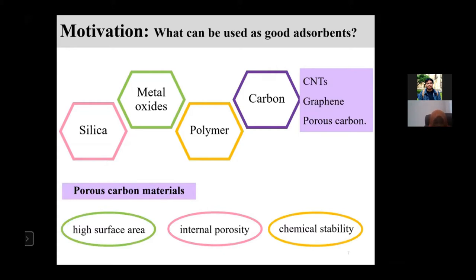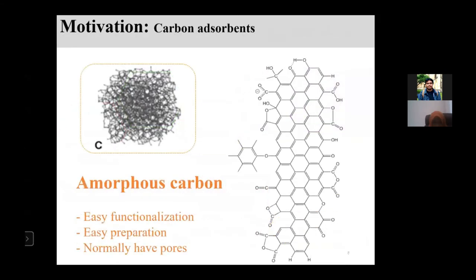Why do we need porous carbon material compared to silica, metal oxide, or polymer? Because usually they contain high surface area. They have high internal porosity, and especially they have chemical stability. And porous carbon material contains a lot of functionality. If you learn about organic chemistry, you will see a lot of aromatic rings, and the aromatic ring can be easily functionalized to get other surfaces. For example, you can trap more oxygen groups, or you can have more nitrogen groups. You can have heteroatoms on the surface of your carbon. Compared to silica and metal oxide, carbon is based on organic chemistry, so you can easily modify the surface of the carbon. This is one of the good things about carbon, because it's easy to functionalize, all right?